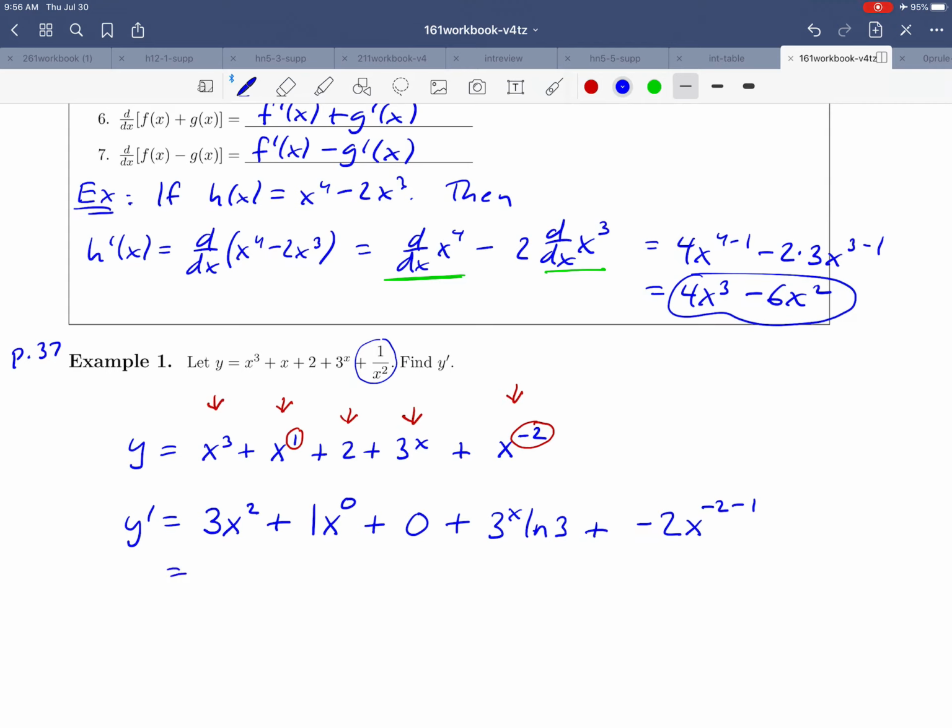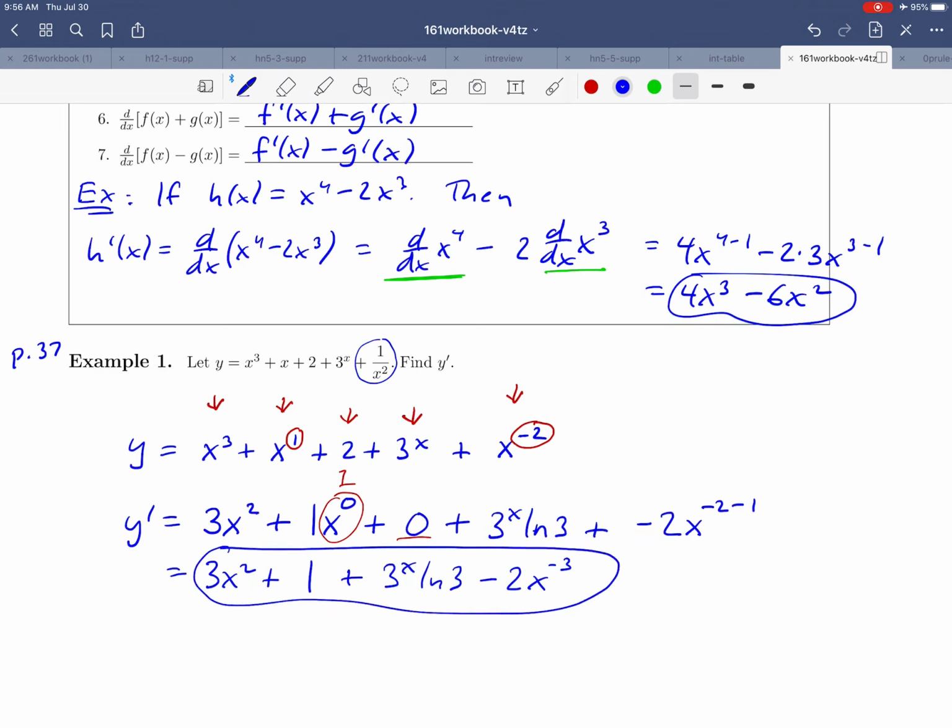Let's just rewrite it by simplifying a little bit. So we've got 3x squared, and then 1 times x to the 0. X to the 0 power is actually equal to 1. So that whole term turns into just 1. Okay, plus 0, we don't even need to write that, so we'll move on to the next term. 3 to the x ln of 3. And then finally, the very last term is minus 2x to the power negative 2 minus 1. That's going to become a negative 3. Okay, and there's our derivative.